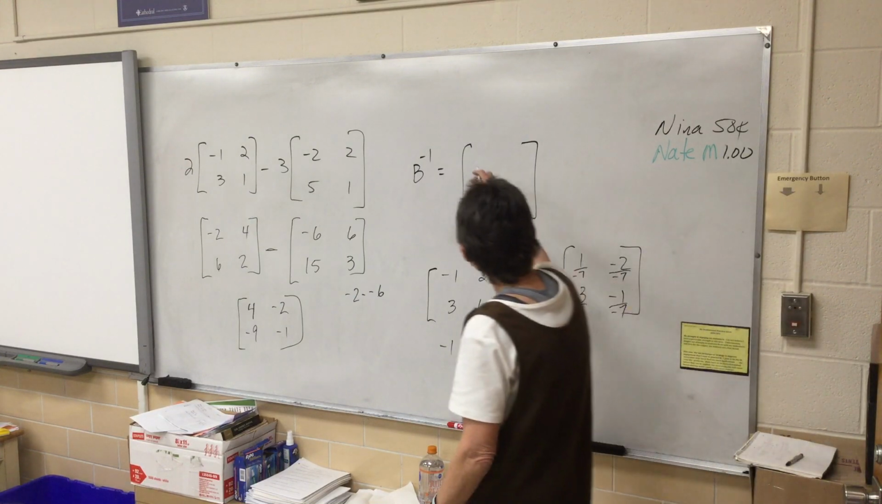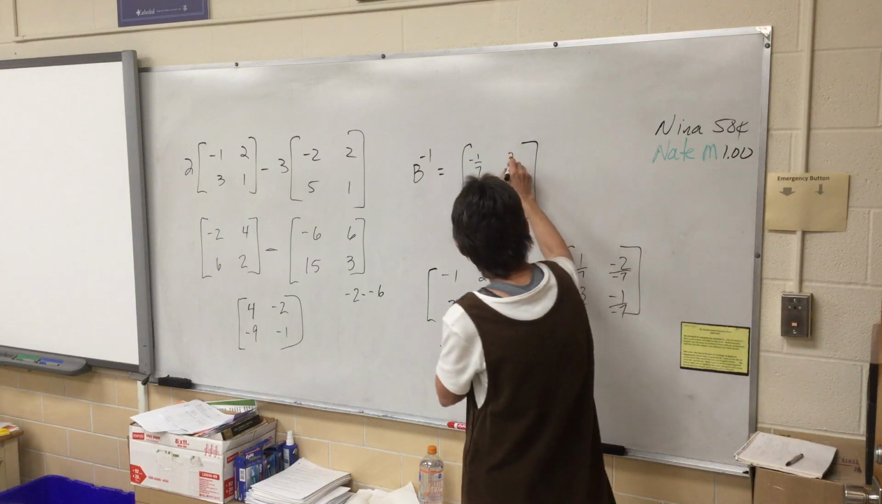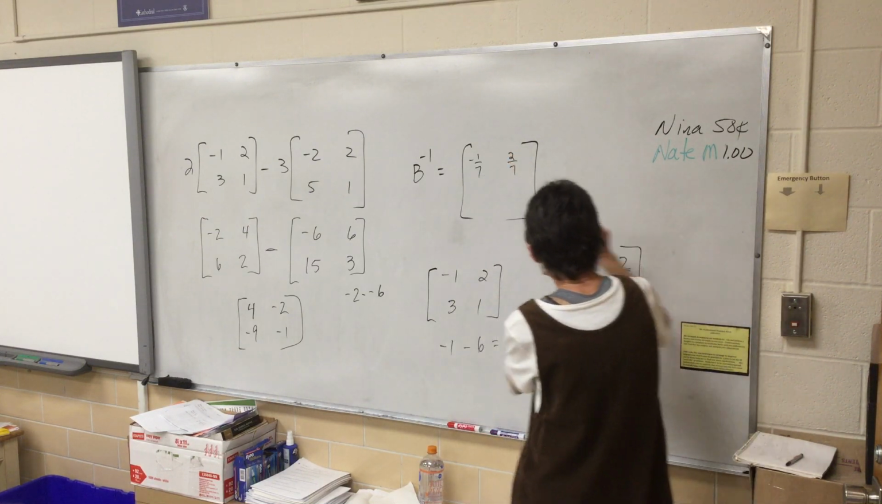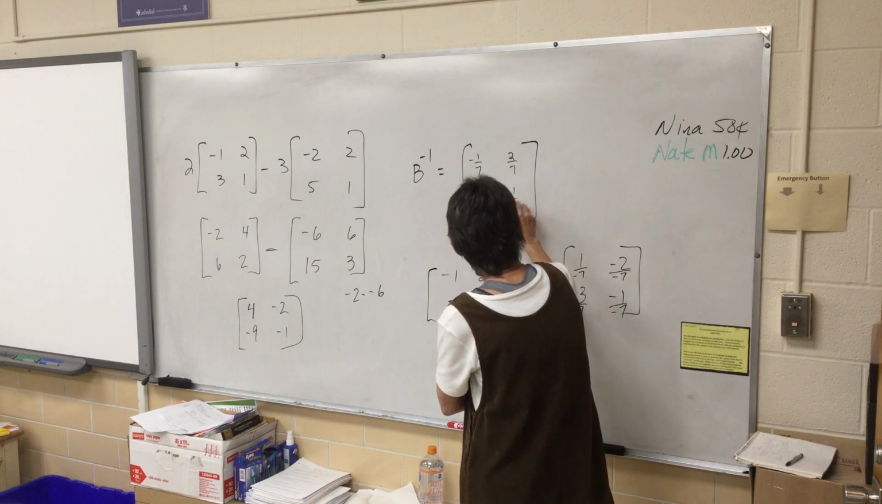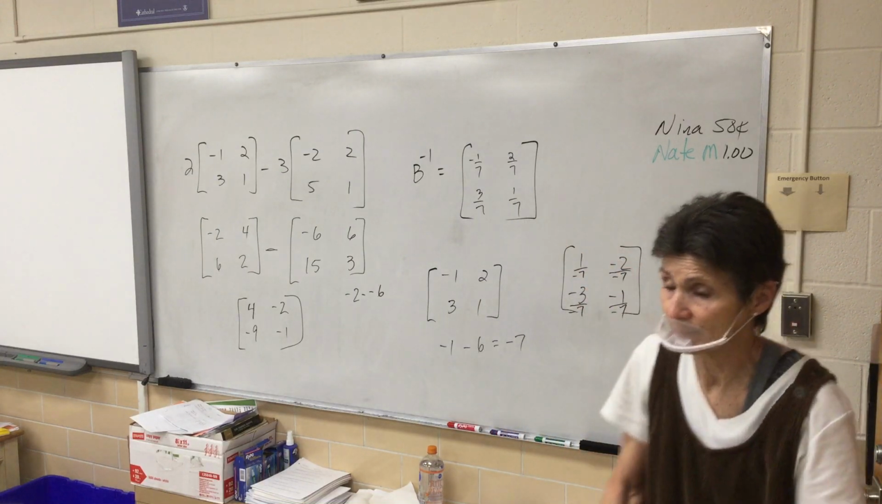So that's just negative 1/7. This would be positive 2/7, positive 3/7, and positive 1/7. So that is the final answer.